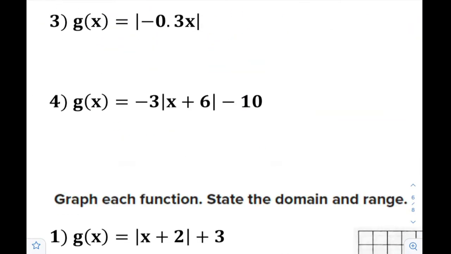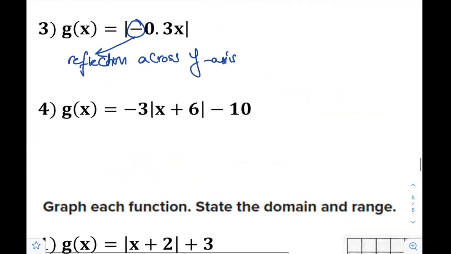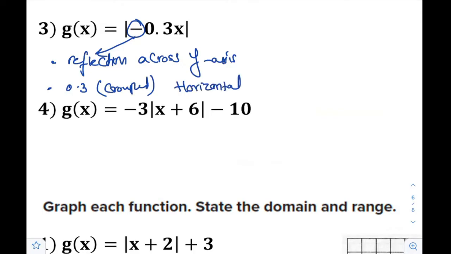Let's see here. We have negative inside, so reflection across x-axis. Sorry, across y-axis. As inside we said y-axis, yes, it's inside, across y-axis. And we have 0.3 inside the group. So the effect is horizontal, as we said last part, horizontally. Since it's less than 1, it will be the opposite effect of the vertical thing. So it is horizontally stretched.